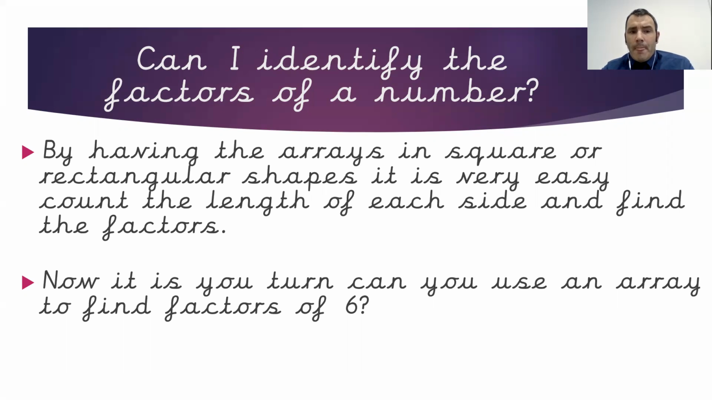Now it's your turn. Can you use an array to find all the factors of 6? Now you can do this one of 2 ways. You can use some coins, or if you've got counters, you can use those. Or with a piece of paper and a pencil, you can actually draw out 6 spots and arrange them into the shapes. So we need to remember they need to be square or rectangular shapes. They can't be unusual or irregular shapes. Pause the video here.